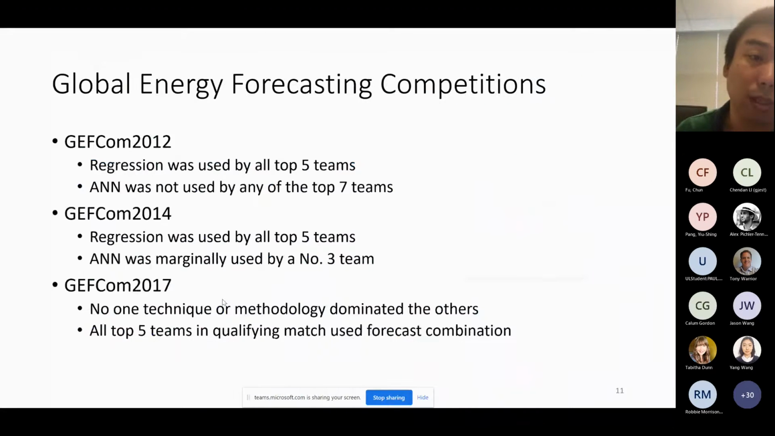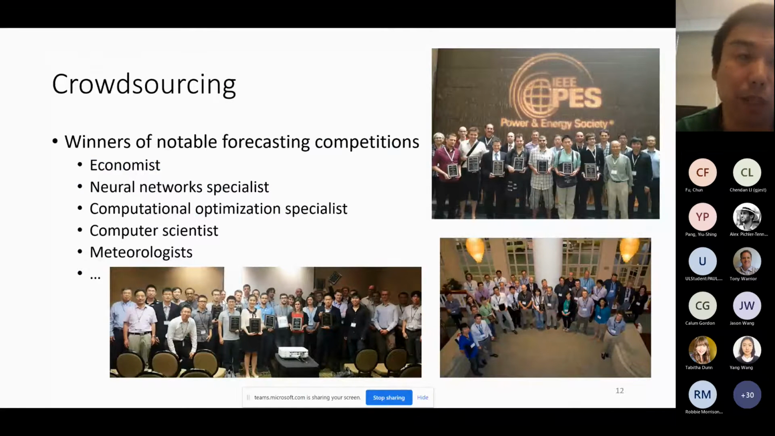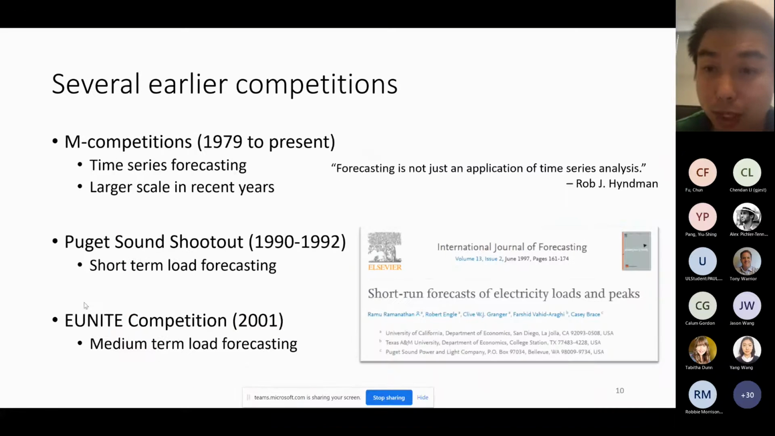If you look at the winners, their affiliation or their professional practice field, some of them are economists, some of them are specialized in neural nets, some of them are optimization people, computational optimization. Some of them are computer scientists, and some of them are meteorologists. I just named a few. So, for example, you may recognize some of these names.